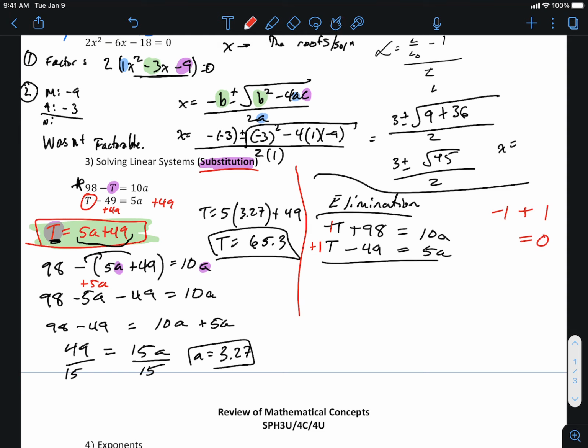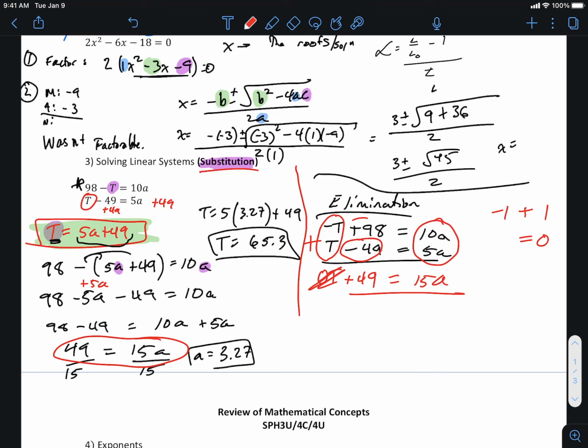So if I add these two equations together, or basically collect like terms, if you will, I get a negative 1 plus 1, that's 0t. 98 plus negative 49, if you will, is positive 49, is equal to 10a plus 5a. That's 15a. You'll see I get the same work that I got over here, where 15a was equal to 49. I got 0t here. It's gone. It's eliminated. That's what we did.